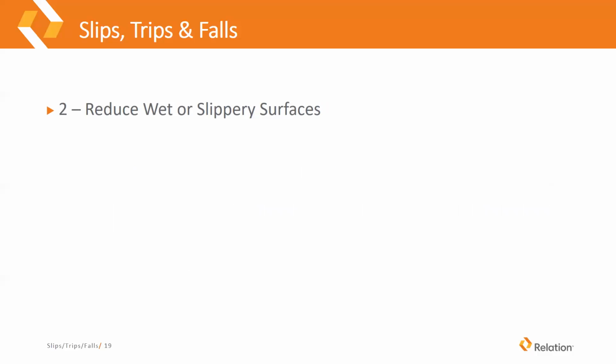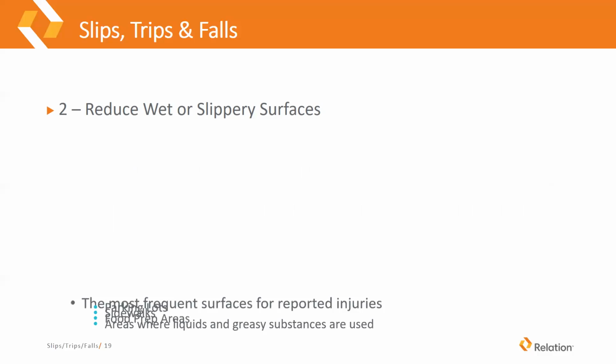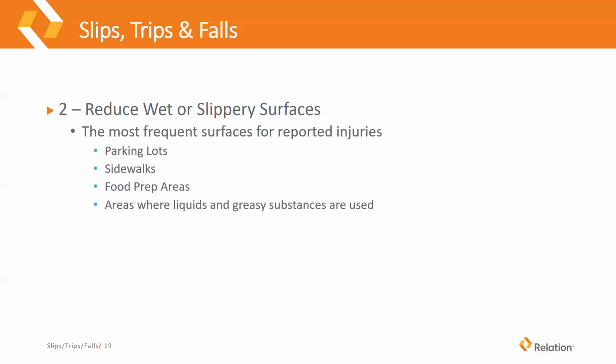All right, number 2, we're going to talk about reducing wet or slippery surfaces. The most frequent surfaces for reported injuries are parking lots, sidewalks, food prep areas, and areas where liquids and greasy substances are used. So parking lots, if it's not your parking lot, you need to train your employees when they're entering parking lots to be aware and to be looking ahead at where they're going, especially in bad weather.